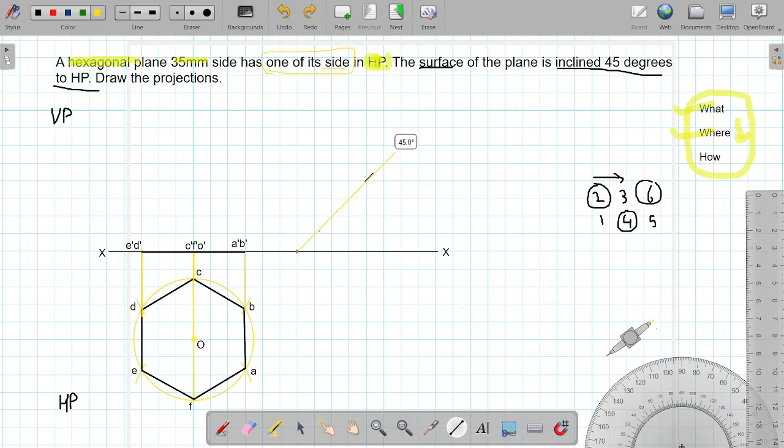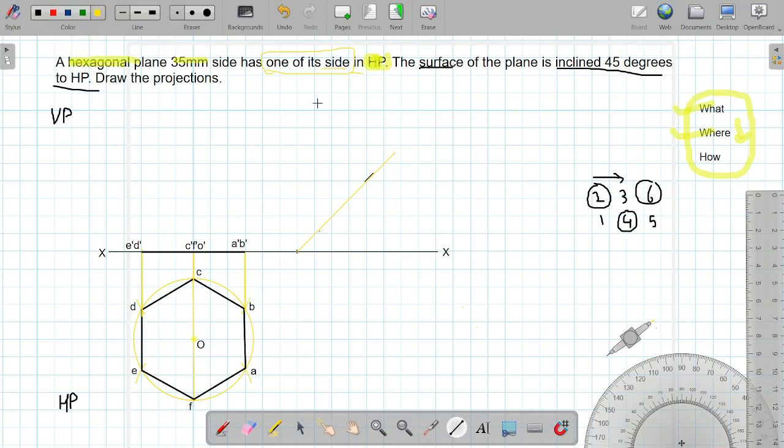The important point: whichever side we have taken on the right hand side, in this case it is A and B, this A dash and B dash will never go above the XY line. Okay, I repeat, whatever edge or corner we keep on the right hand side will be on the XY line, because it is given here that one of its sides is in HP. So in HP means on the XY line. What is on the XY line? One of its sides. Which side? The side which we have kept on the right hand side.